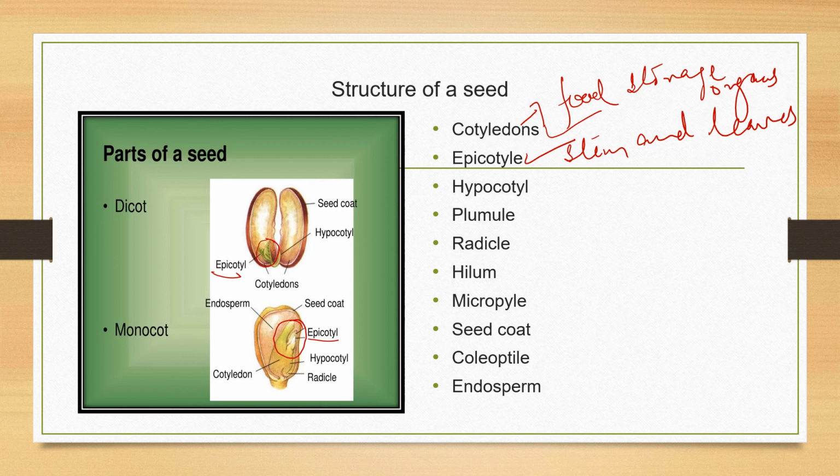Now after that comes the plumule. The epicotyle along with the embryonic leaves is called the plumule. There are small embryonic leaves growing from the epicotyle, and that is the plumule.